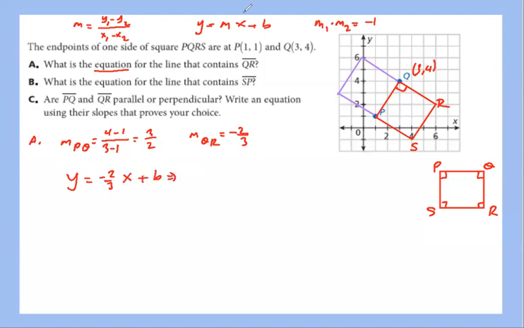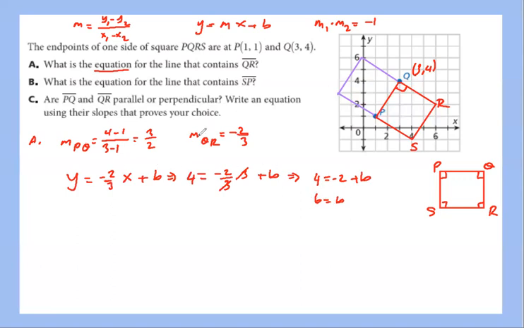To get b, I can choose a point on that line. It could be R, or it could be Q. I'm not going to use R because I found it myself, so it wasn't given. So it's better to use Q, which is 3, 4. If you replace y with 4 and x with 3, you get -2 thirds times 3 plus b. These nicely cancel each other, so you get -2 plus b is 4. So 4 is -2 plus b. To get b, I can add 2 to both sides, so b is 6.